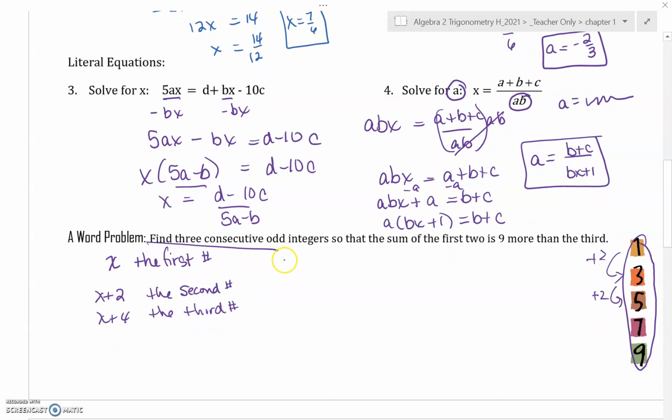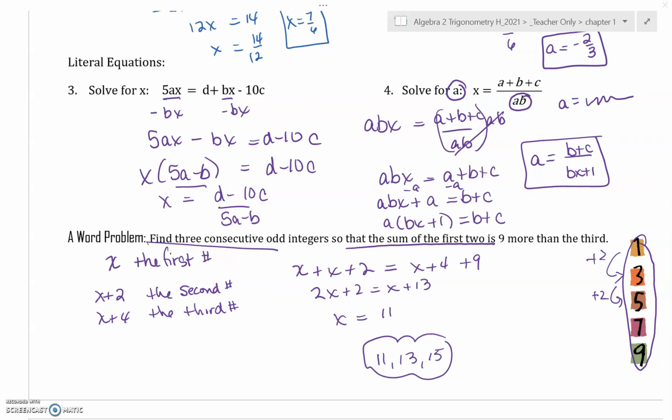So notice we can say that we have x plus 2, because it says the sum of the first two, so add those together, is, so equal sign, 9 more than the third. So take the third and add 9. Go ahead and solve that equation and see if you could figure out what those 3 consecutive odd integers would be. Okay, so hopefully you end up with 11. So that means that this first one is 11, the second odd integer is 13, and the third odd integer is 15. Nice job, everybody.